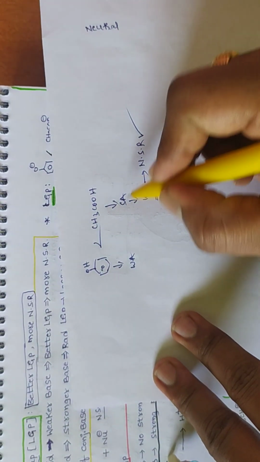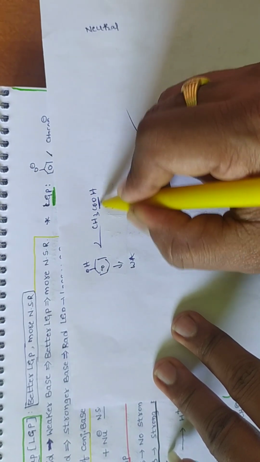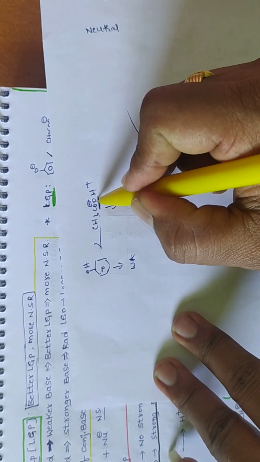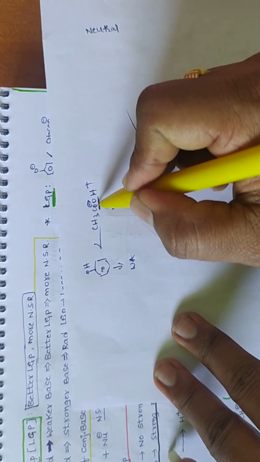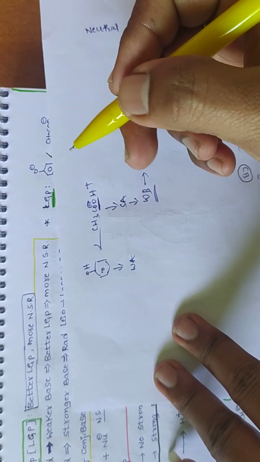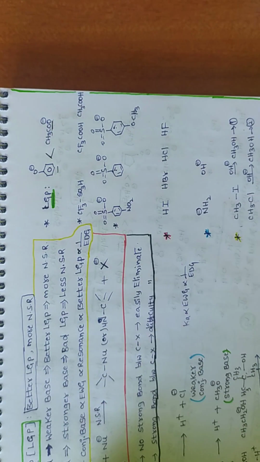This strong acid has the weaker base. After releasing H plus ions, its conjugate base is stabilized by symmetrical resonance. The more stable the conjugate base, the more nucleophilic substitution reaction. So therefore this is better.